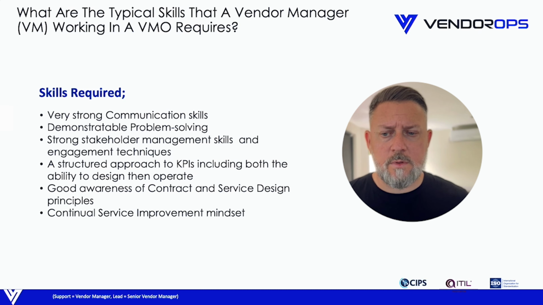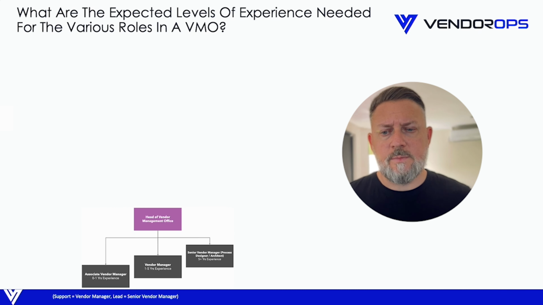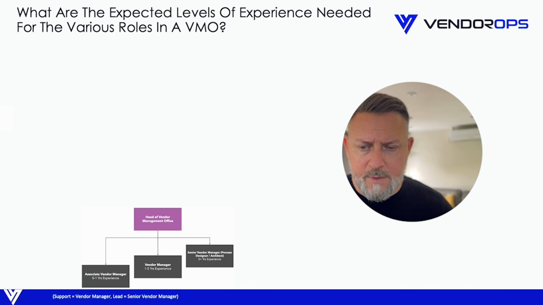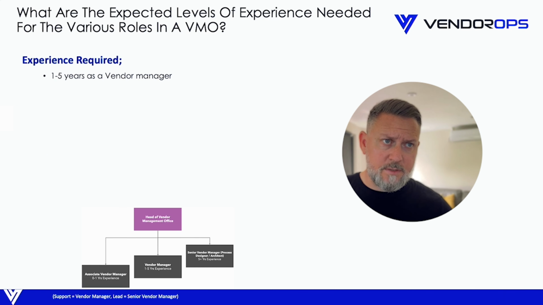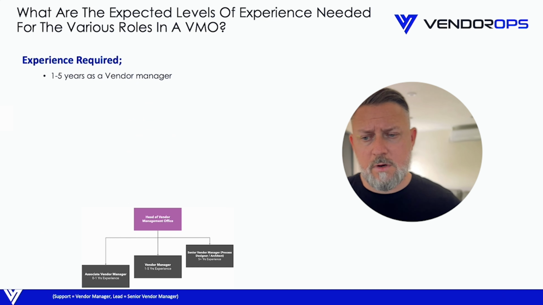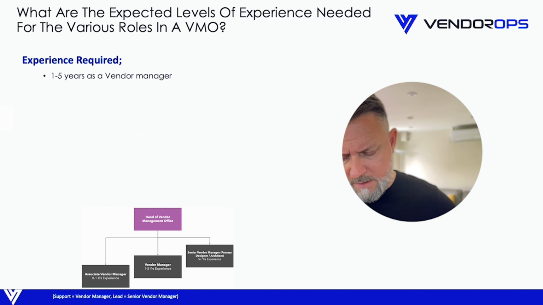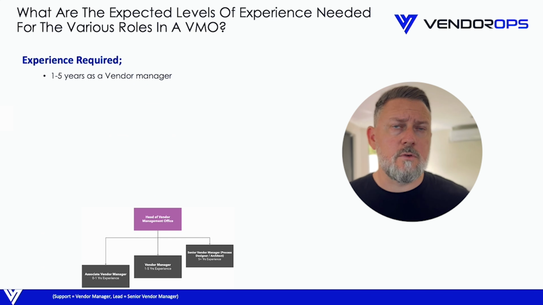So they're the skill sets that we think each role requires. In terms of the expected levels of experience needed, obviously there are 4 role types here. We'd say if you want to be the head of vendor management, I think you probably need a bit more than this, but any of those roles, from an associate vendor manager to a vendor manager to a senior vendor manager, anything from 1 to 5 years experience in a vendor management or equivalent role.